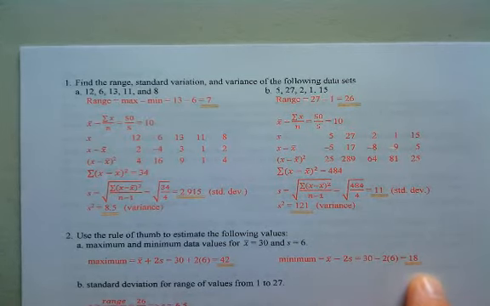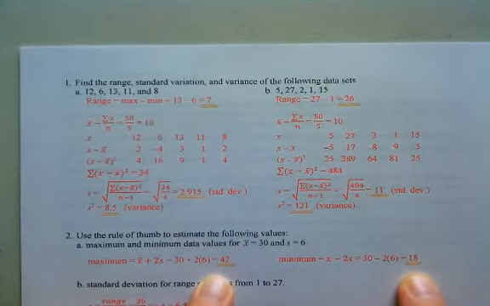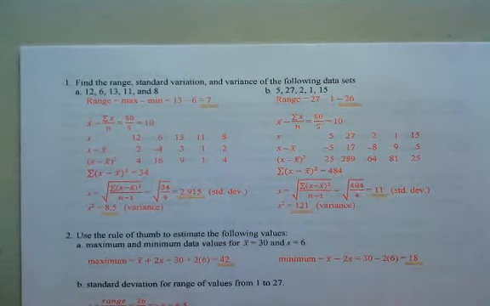12 gives me 18. Now, again, this is the rule of thumb, so really what we're getting at is between 18 and 42, 95% of the data values should lie. It's an approximation, but approximately 95% of the data should lie between the values 18 and 42 if they have a mean of 30 and a standard deviation of 6.